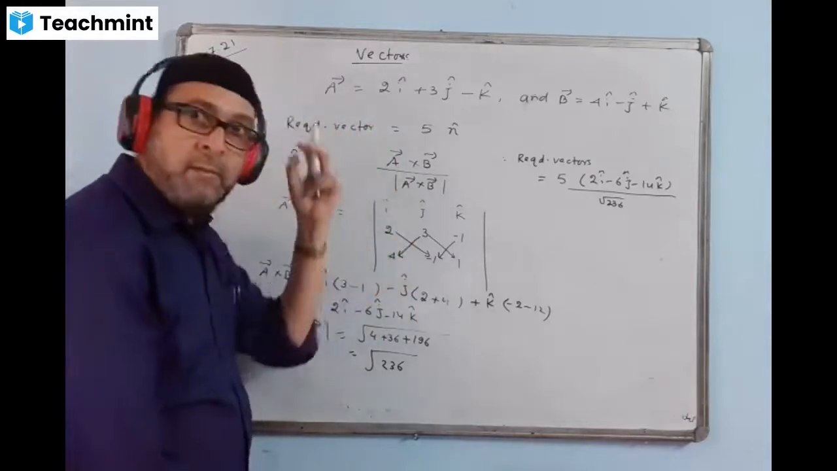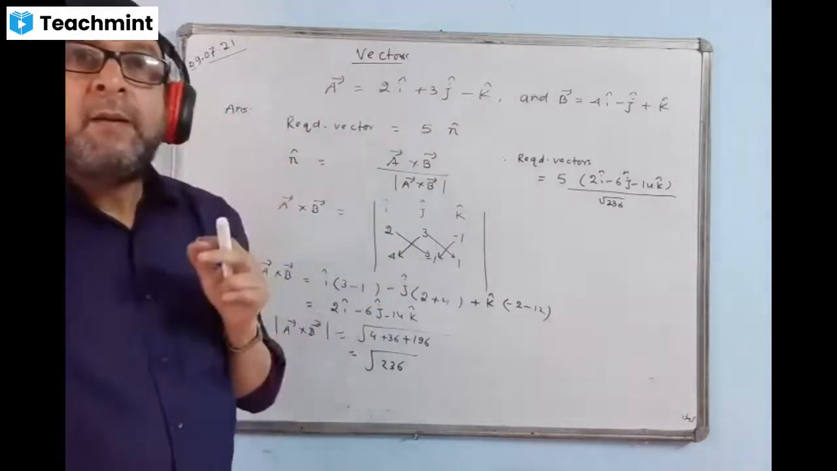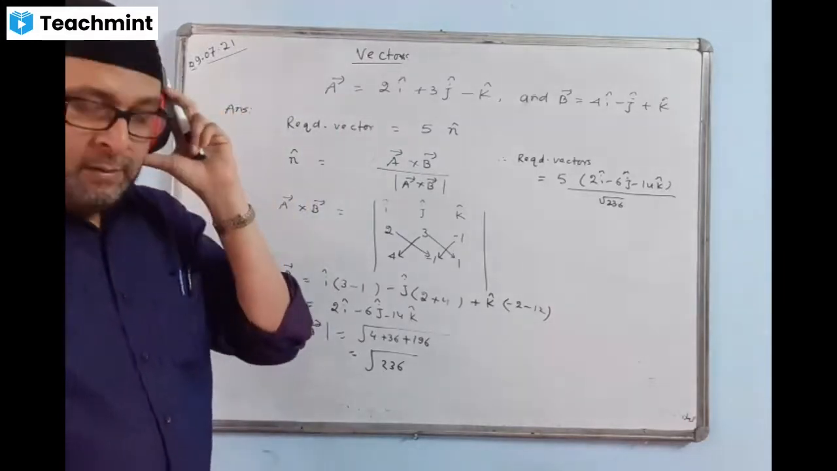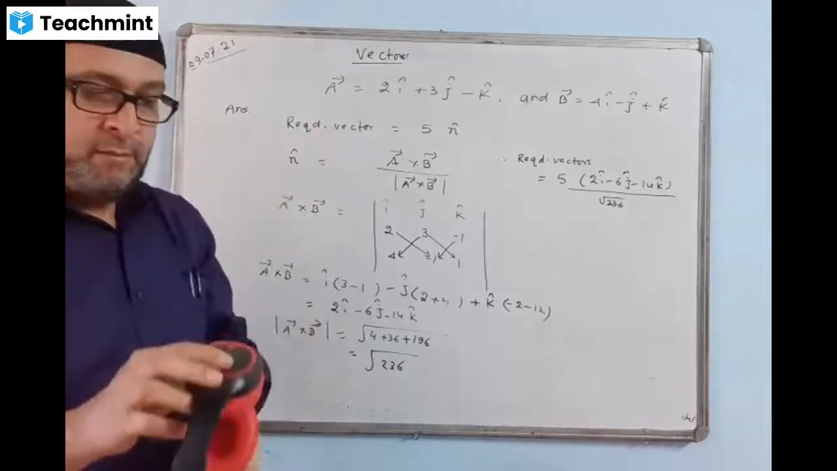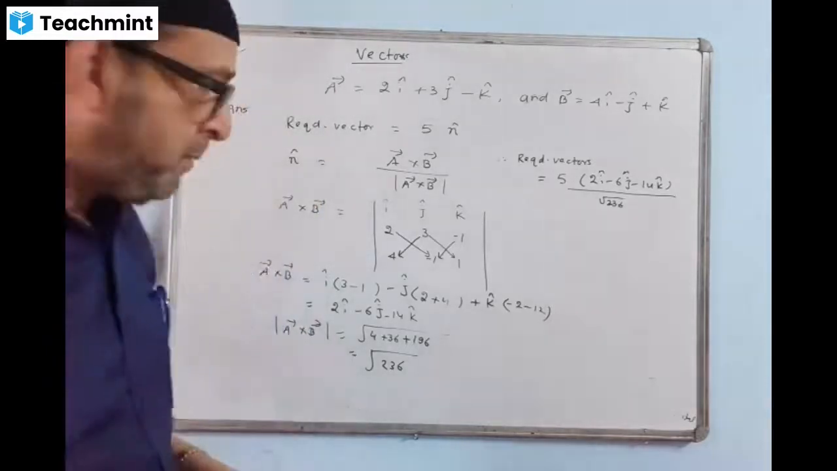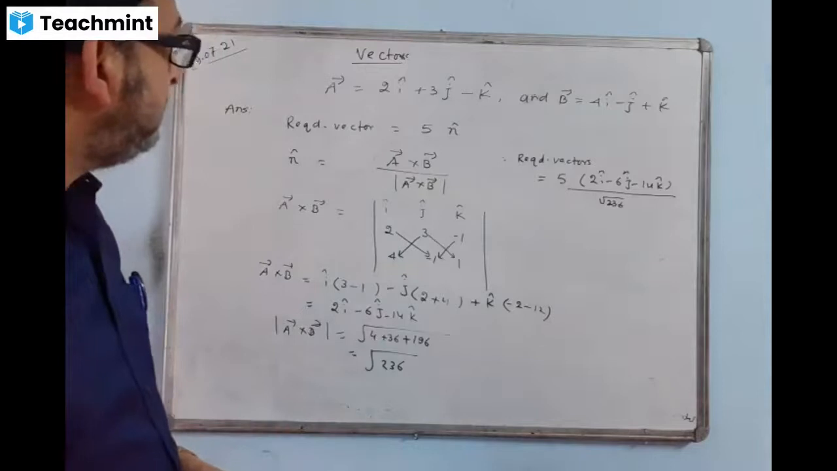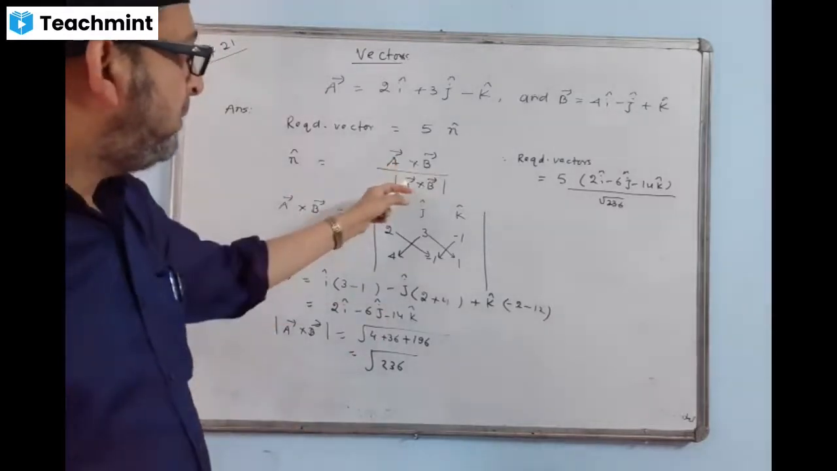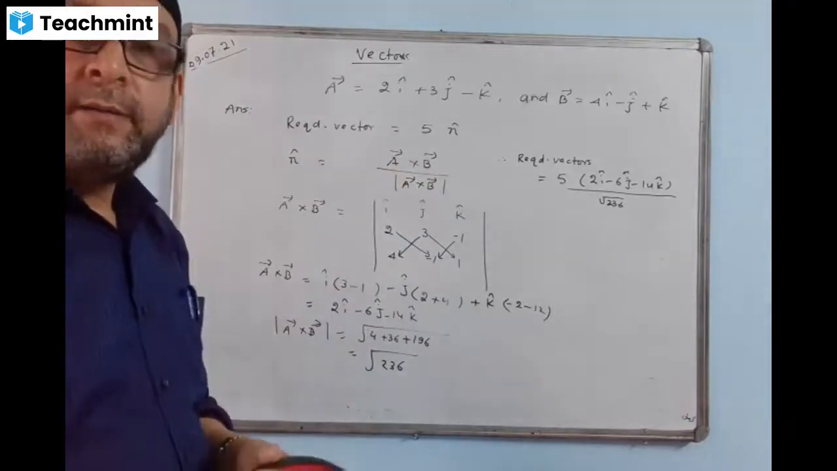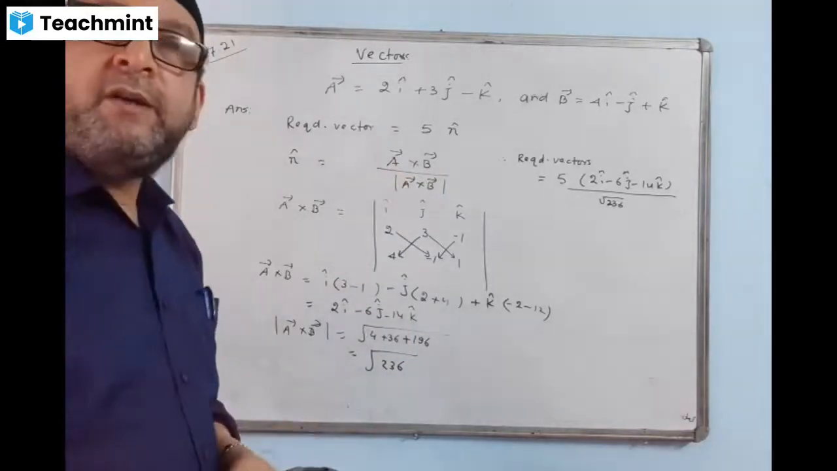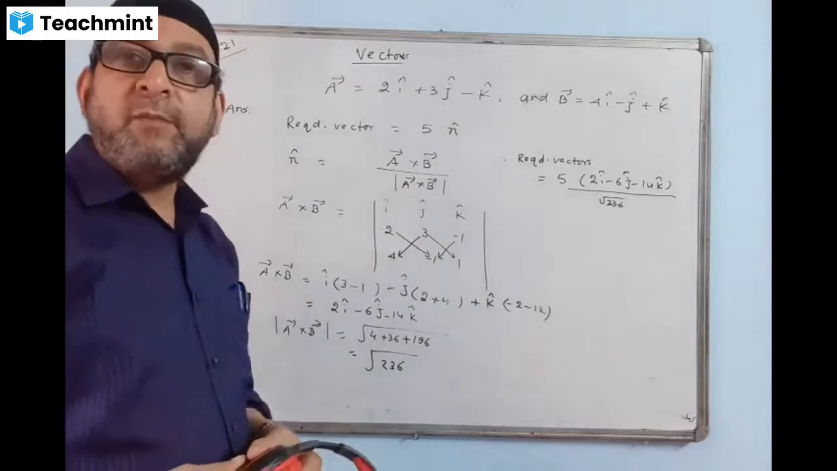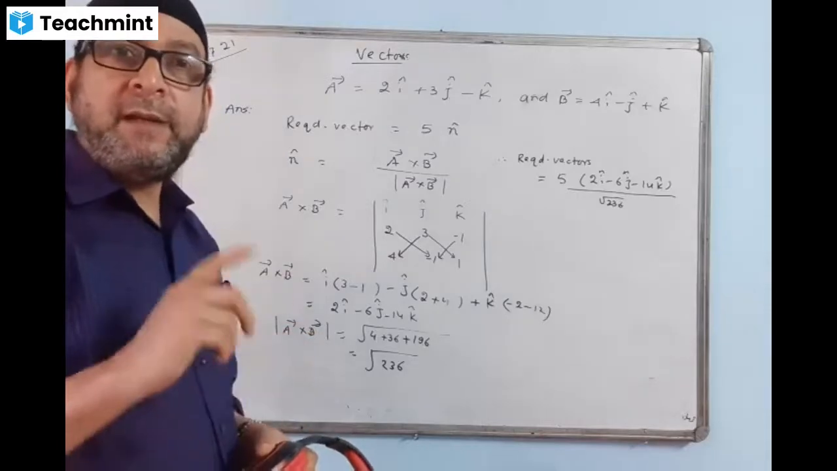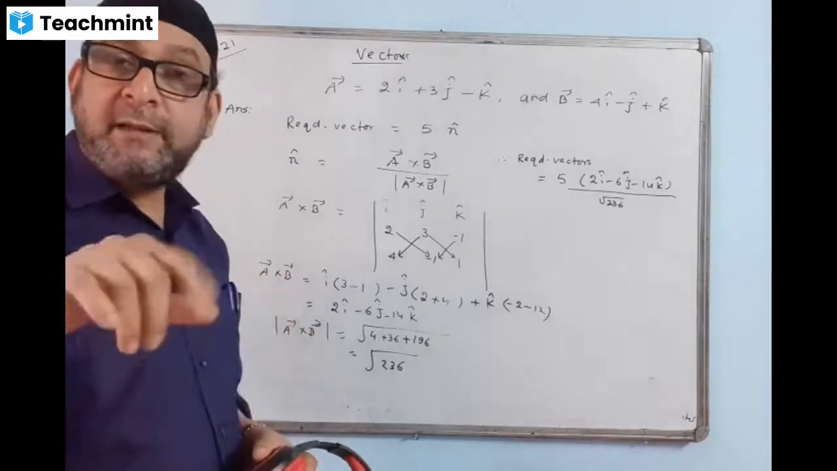Sir, how did we derive that n cap formula? n is equal to A cross B by the magnitude of A cross B. What is the formula of A cross B? It is AB sin theta, magnitude A, magnitude B, sin theta, n cap.